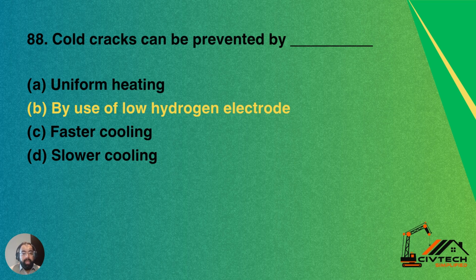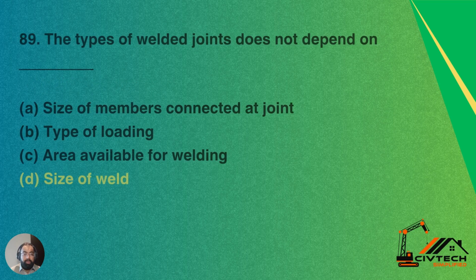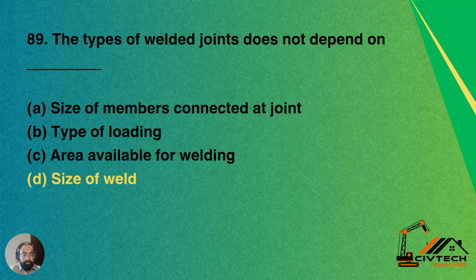Question 88. Cold cracks can be prevented by dash. Option A, uniform heating. Option B, by use of low hydrogen electrode. Option C, faster cooling. Option D, slower cooling. So cold cracks can be prevented by use of low hydrogen electrodes. So B is the correct answer for this question.